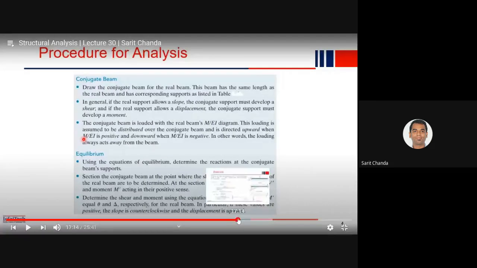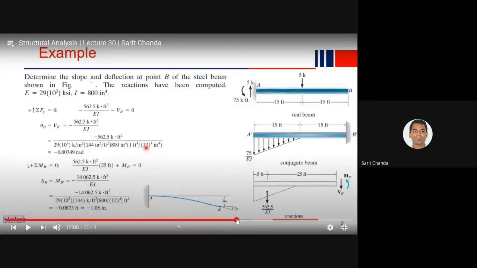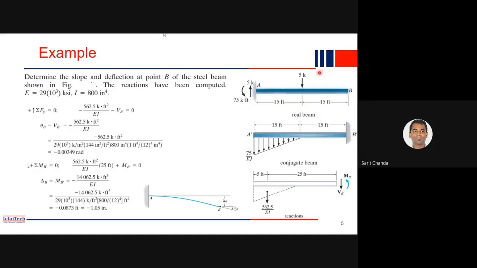So now I will try to explain one example. Please watch the remaining part. If anyone has any doubt, please ask. For slope and deflection in the real beam, we will draw a conjugate beam. In the conjugate beam, at that point, we'll find the shear force and bending moment, and that value will directly give you the slope and deflection in the real beam. So let's solve a problem here, then the concept will be clear to you.